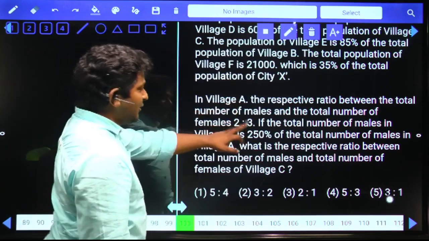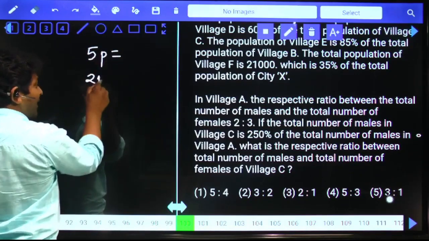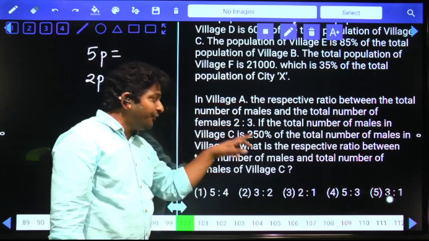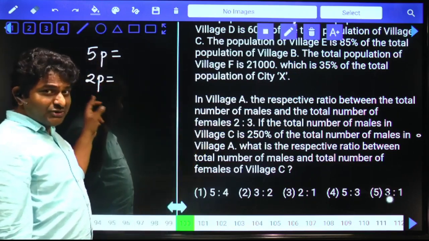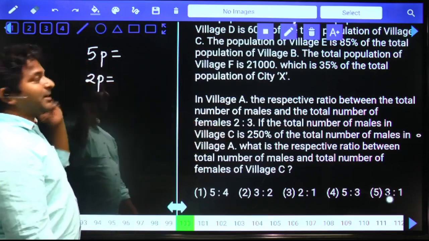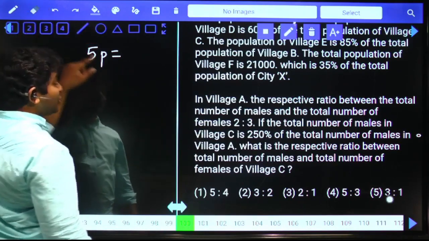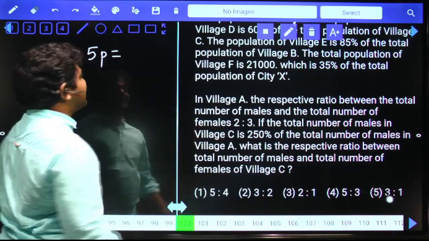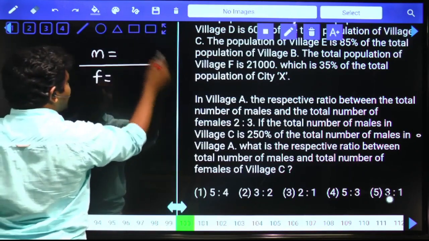First of all, in village A, 2:3 ratio we have, that is equal to 5 parts. Male are 2 parts in village A, and when it comes to village C, that becomes 250% of 2 parts. 100% in the sense 2 parts only. 200% in the sense 4 parts. 250% is 5 parts. So whatever total population that we have in village A, those many number of male are there in village C. So in village C, male population and then female population. This is what ratio we need.